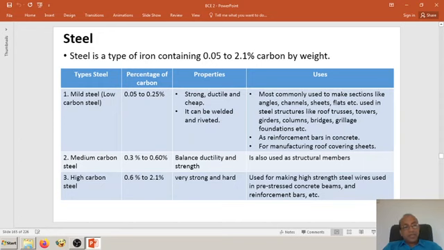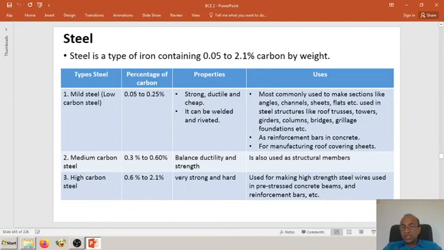Mild steel has low carbon content, which is between 0.05 to 0.25 percent, and the properties of mild steel are that it is strong, ductile and cheap, and it can be welded and riveted. Mild steel is most commonly used to make sections like angles, channels, sheets, flats, etc.